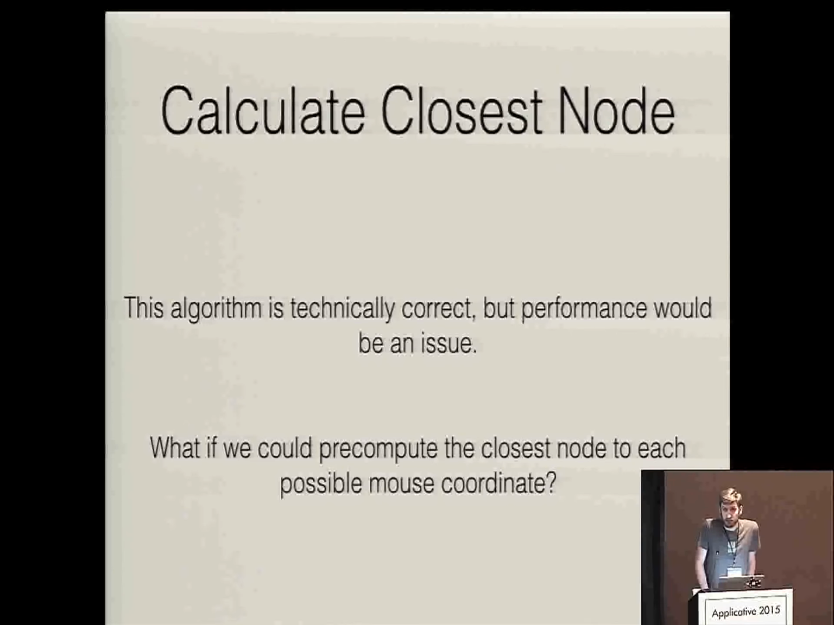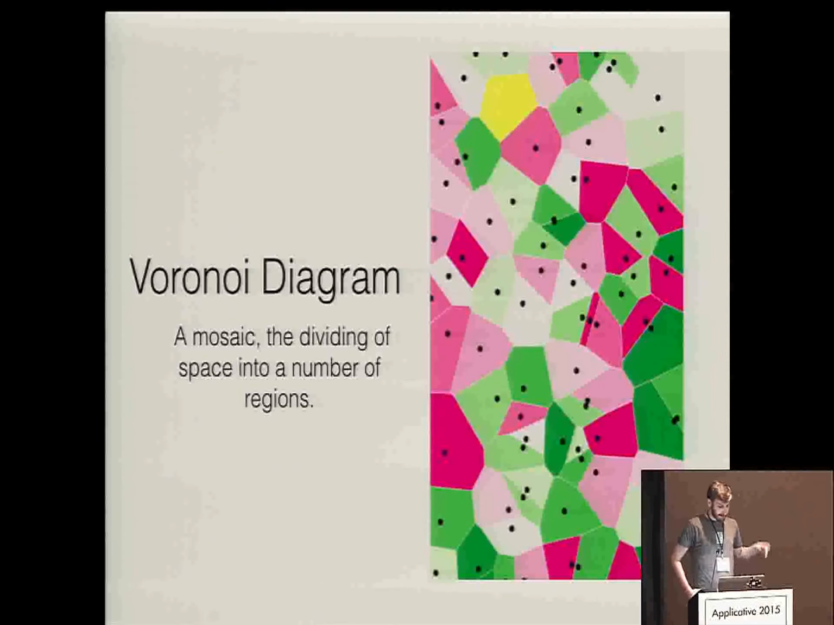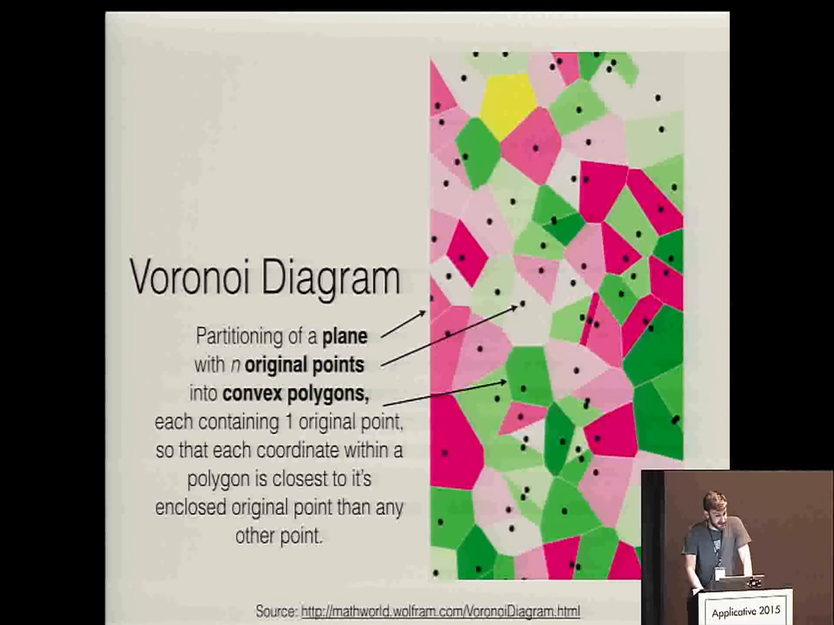I'm sure a bunch of you will be familiar with this. This is called a Voronoi diagram. Does anyone know what a Voronoi diagram is? Good. A Voronoi diagram is a mosaic. It's the dividing of space into a number of regions. I have a very computer science-y definition for this: a partitioning of a plane around n original points into convex polygons, each containing one original point, so that each coordinate within a polygon is closer to its enclosed original point than any other point. What I mean is, each possible mouse coordinate within that polygon.